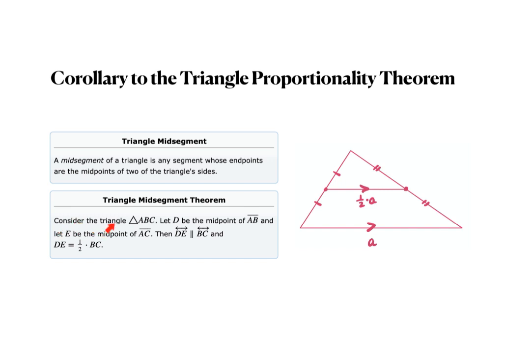More specifically, we're going to consider the triangle ABC. Let's fill in some letters here, A, B, C, and we're going to let D be the midpoint of AB, and we're going to let E be the midpoint of AC. Then we know that DE, the line DE, is parallel to the line BC, and the segment length of DE is 1/2 the segment length of BC.